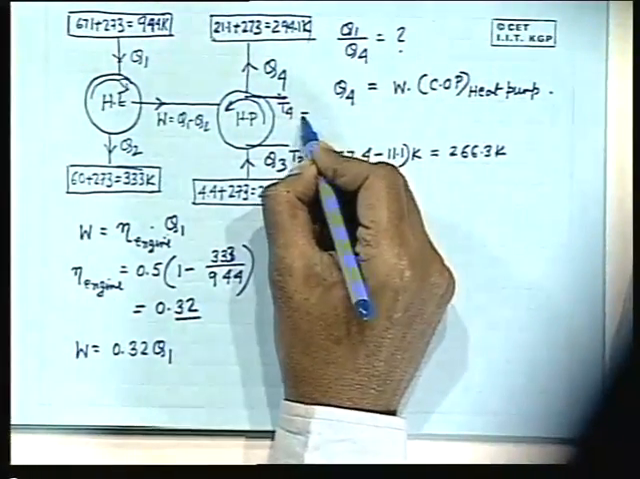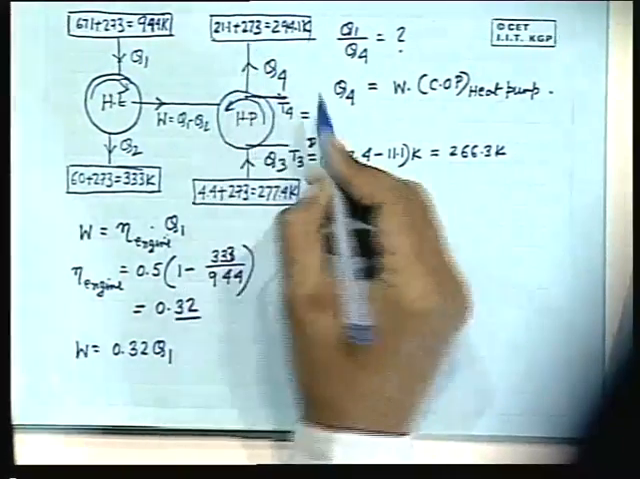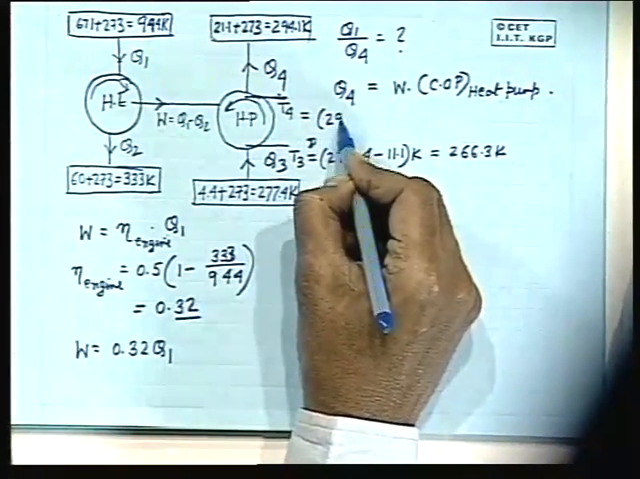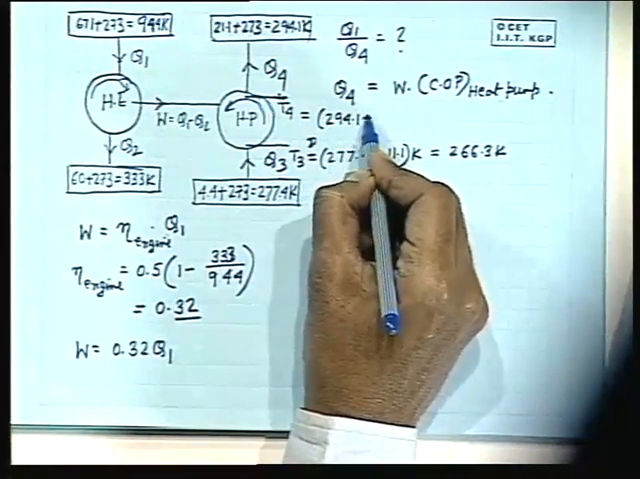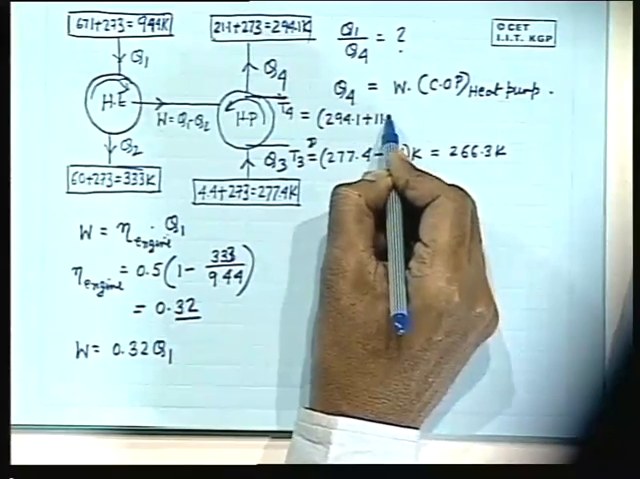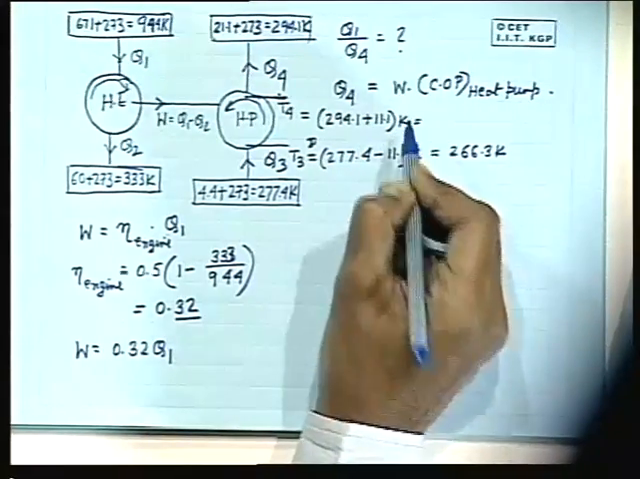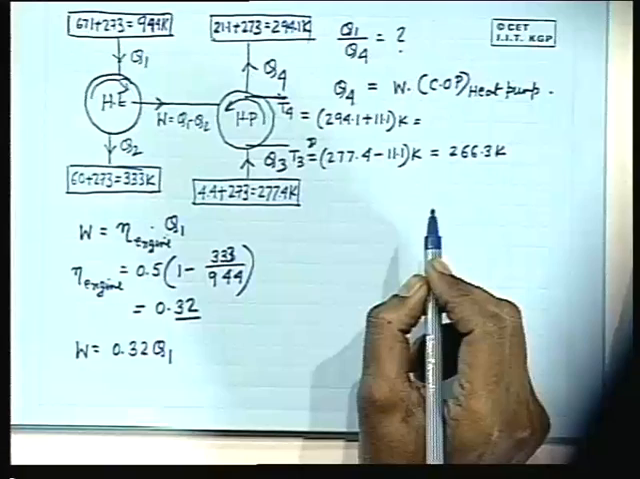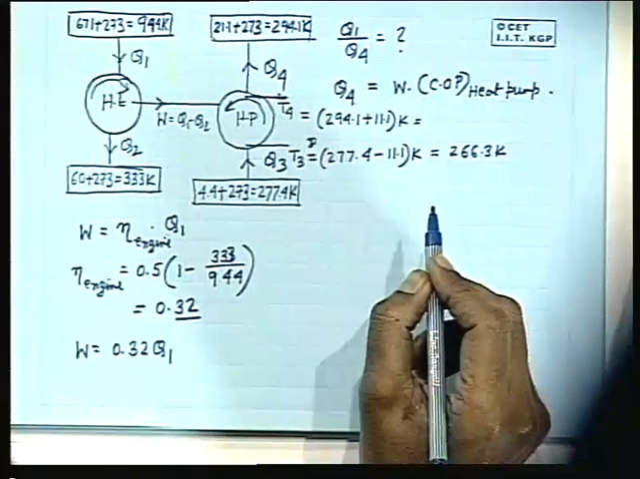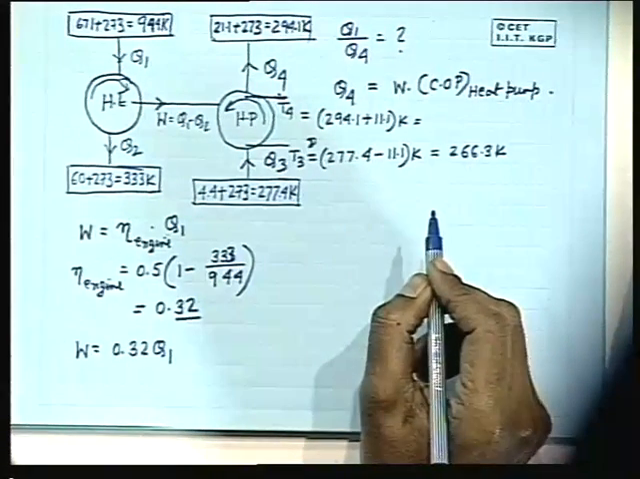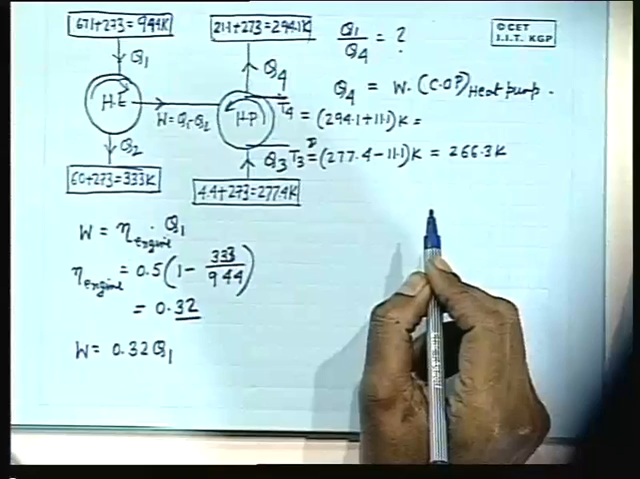Similarly, what is T4? T4, heat will go from here, so that will be 294.1 plus 11.1. What is this value? Please tell me. Excuse me, sir. Please give it the other way around because the work is being inputted. Yes. If it flows from a lower temperature to a higher temperature, yes.